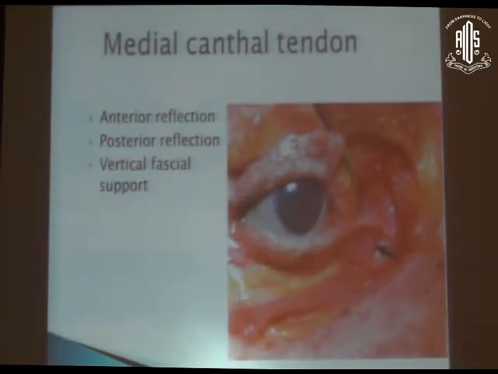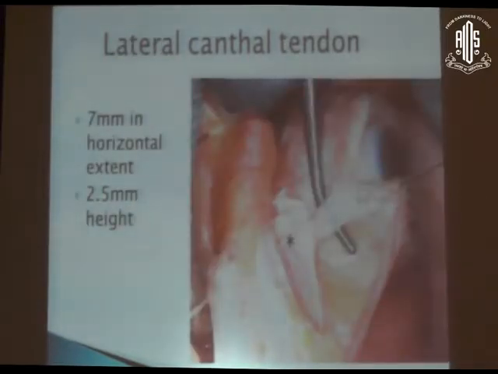In cases of medial canthal tendon ligations, we need to do it deep, at the level of the deep part of the medial canthal tendon, so that the lid is not pushed away from the globe. The lateral canthal tendon is thinner and is 7 millimeters in horizontal extent and 2.5 millimeters in height.